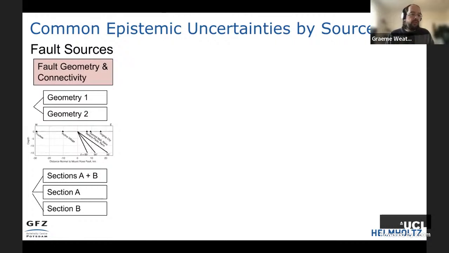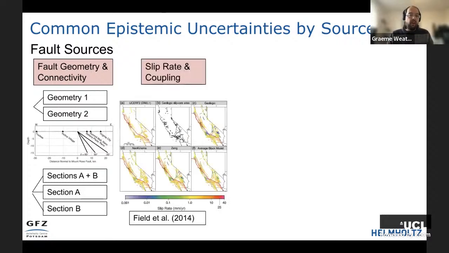For fault sources, we start to get a little bit more complex. Starting with the geometry of our source, we may account for epistemic uncertainty in the actual source geometry itself. So different values of dip, values of seismogenic thickness, or in the more complex models, we may have to account for epistemic uncertainty in the connectivity of the fault. So which sections may rupture together, and what's the likelihood of these. Very often you have epistemic uncertainty on your slip rate and coupling. So you may have different constraints on your slip rate, or even the distribution of slip rate.